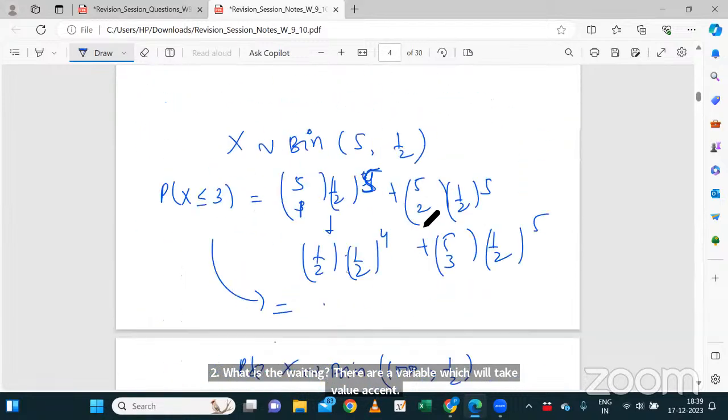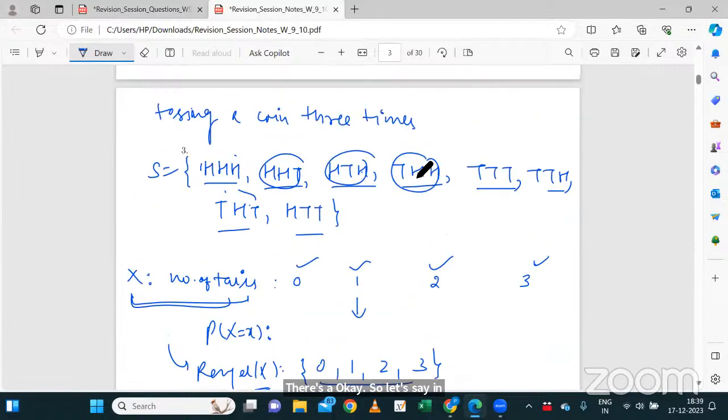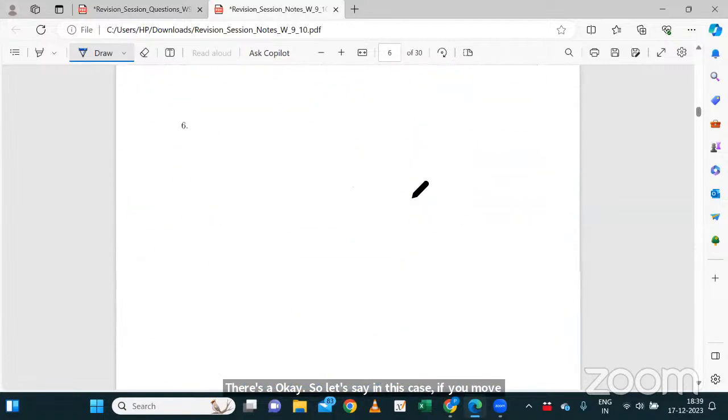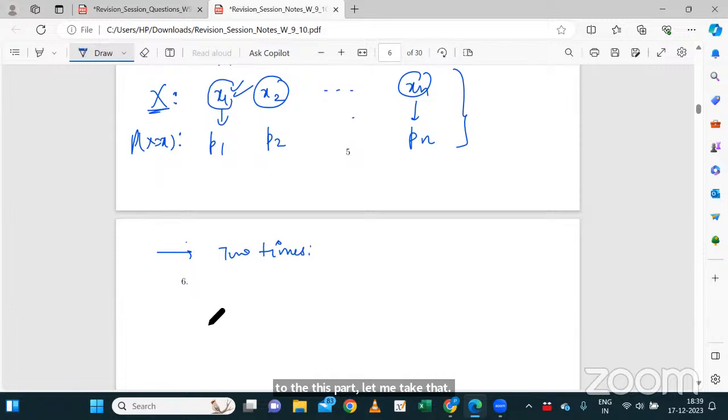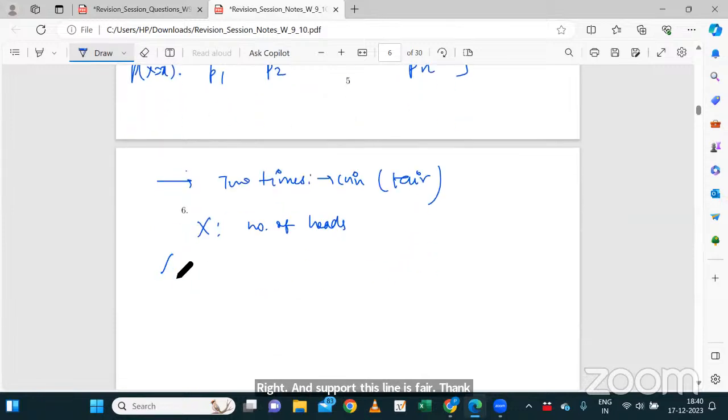So let's say in this case, let me take that coin toss example. We toss the coin 2 times, right? Suppose I'm defining my x as the number of heads, and suppose this coin is a fair coin. So number of heads can take 0, 1, or 2, right?